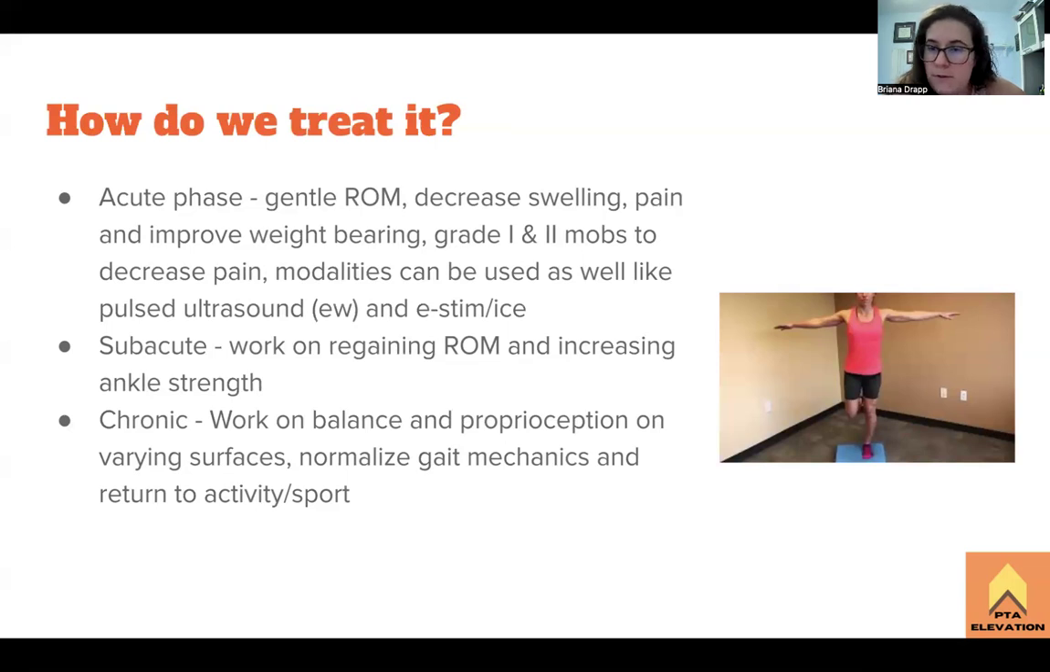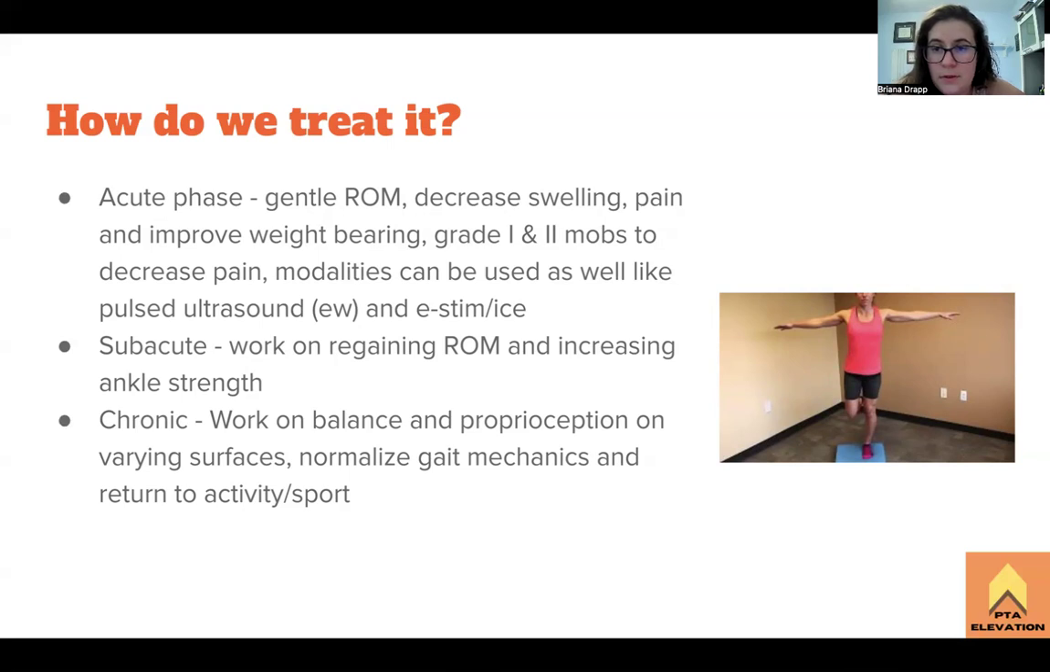Subacute phase, that's where we work on getting strength back. A lot of people like to do ankle four-ways or something like that, ankle strength, like BAPS board for range of motion. So getting our basics back of range of motion and strength. As they get through that phase and now we have some ankle strength and we can actually stand on one foot, then we're going to work on our balance and proprioception, have them walking over uneven surfaces, balancing on foam, normalize their gait mechanics. Again, you'll be working on gait mechanics through all of this once they can weight bear, but then we'll go back to activity and sport.